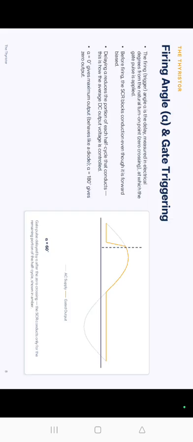Next one is firing angle and gate triggering. The firing angle alpha is the delay, measured in electrical degrees, from the natural turn-on point at which the gate pulse is applied. Before firing, the SCR blocks conduction even though it is forward biased. Delaying alpha reduces the portion of each half cycle that conducts. This is how the average DC output voltage is controlled. When alpha is 0, the output is maximum. When alpha is 180, the output is 0.